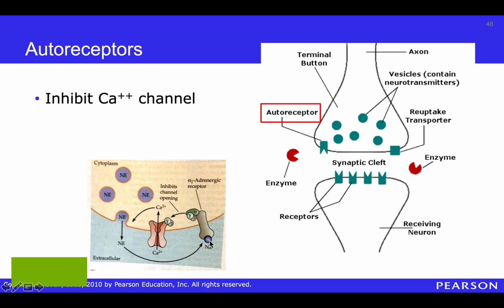binds to its presynaptic autoreceptor, which initiates a signal transduction cascade and inhibits the voltage-gated calcium channel. That means the next time the presynaptic cell fires, less calcium will come in, and therefore we'll get less vesicle fusion.